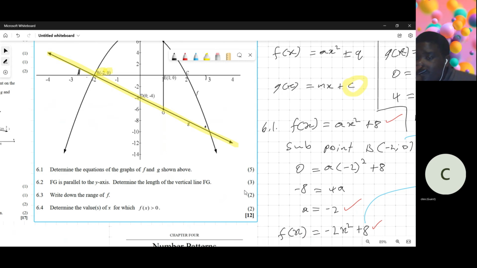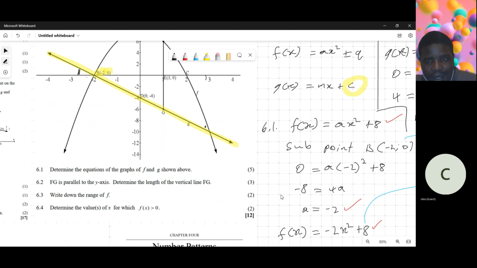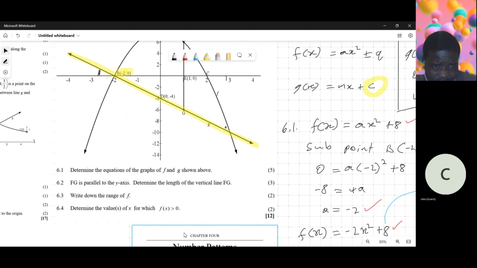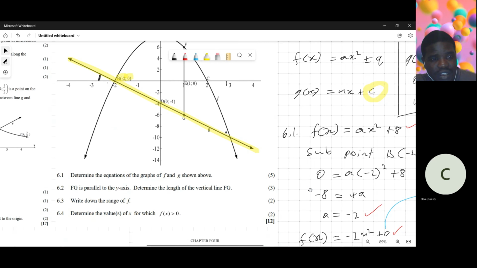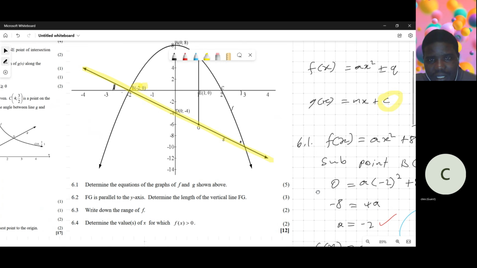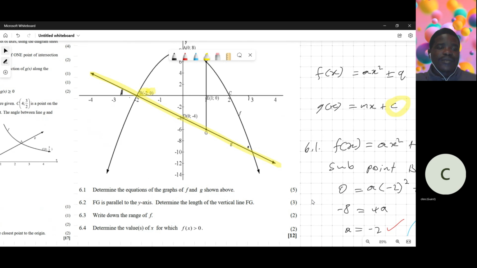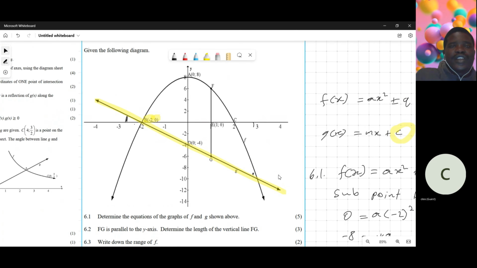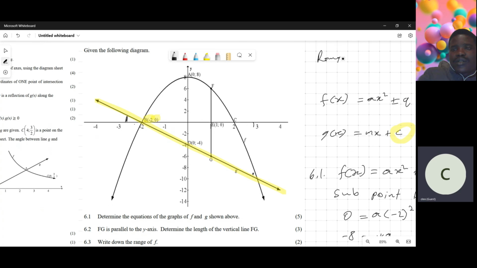Okay. Now let's move to 6.2, the length. Or before we talk about the length, can you give me 6.3, the range? Write down the range of f. What is the range of f? You can check on your notes. y is an element of real numbers.